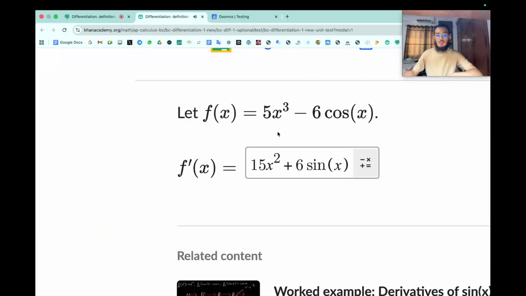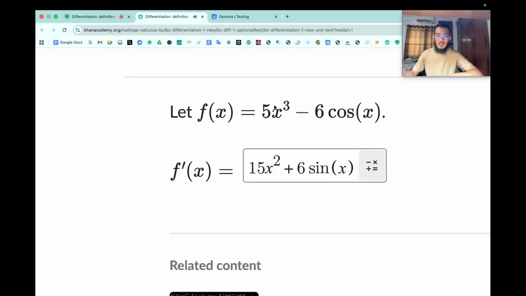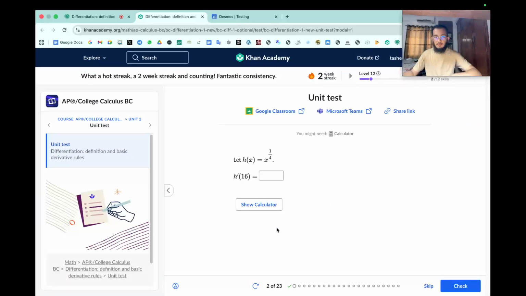Okay, so we take this, multiply with 5, 3 times 5 is 15, and we reduce the power by 1, so 2. The differentiation of cos x is negative sine x. Negative becomes positive, and 6 sine x.